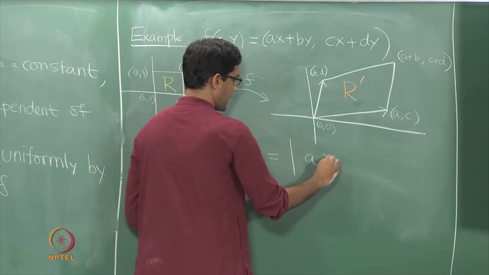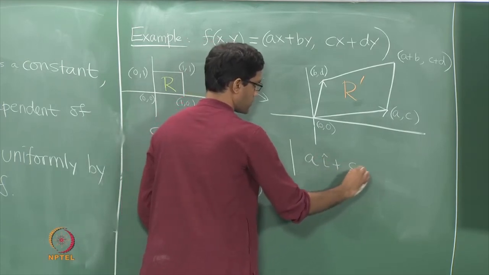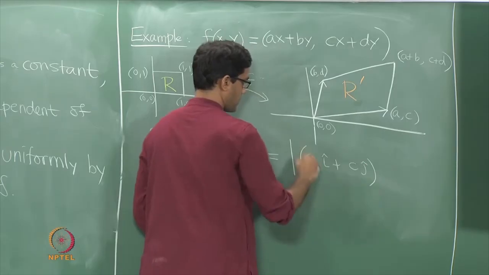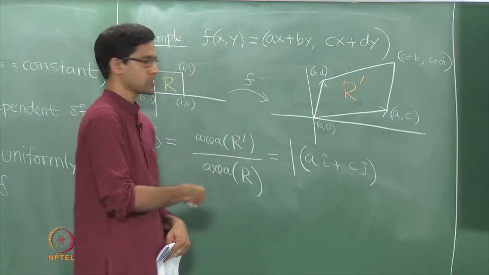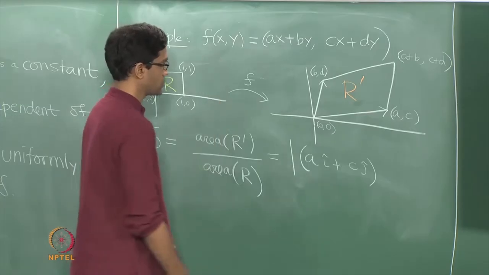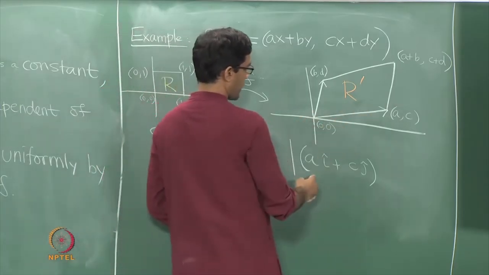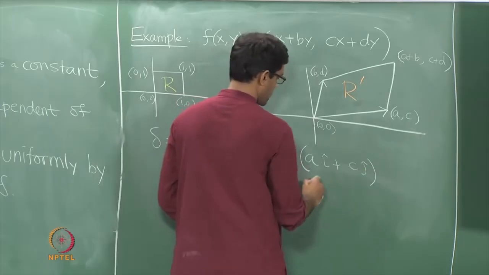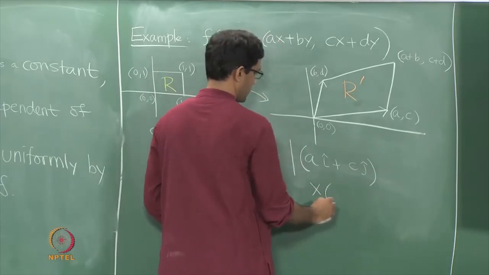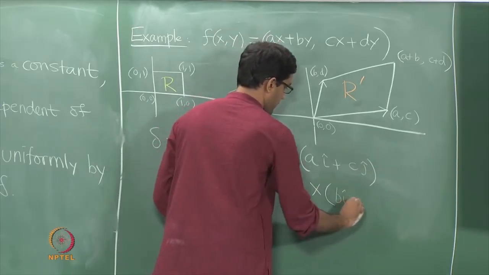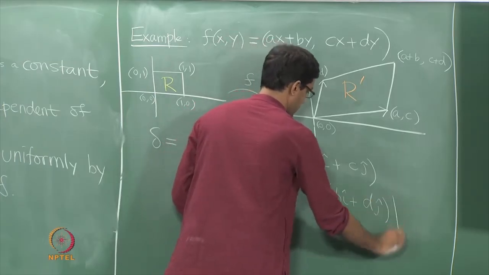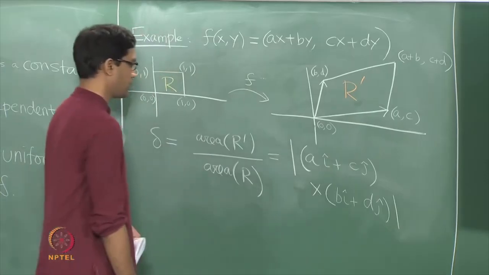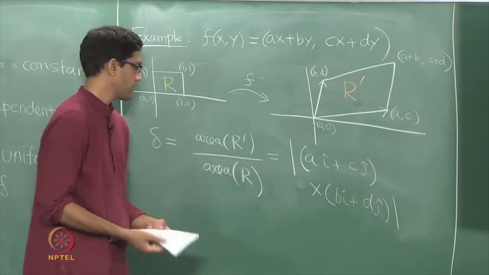Recall that i cap and j cap are often the standard notations for the unit vectors along the x direction and the y direction. So I have this vector is a i cap plus c j cap, cross product with b i cap plus d j cap. So that's a cross product of these two vectors, and I need to find the magnitude of the cross product at the end of the day.